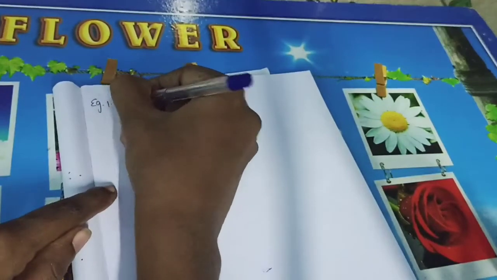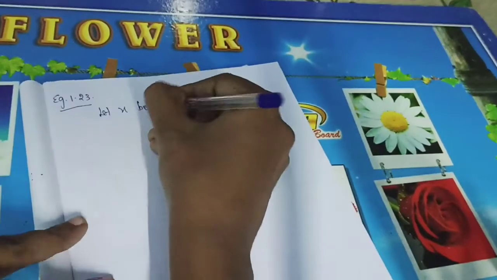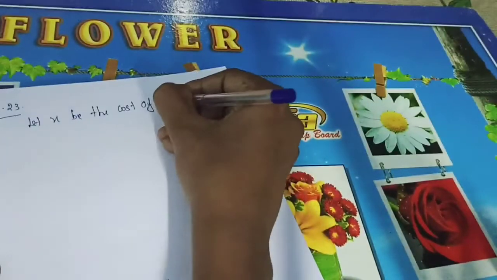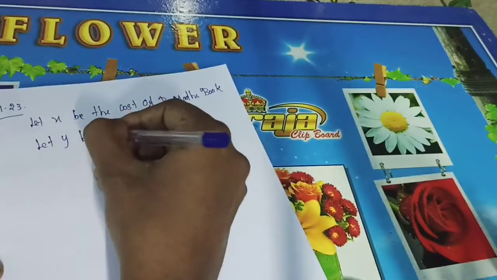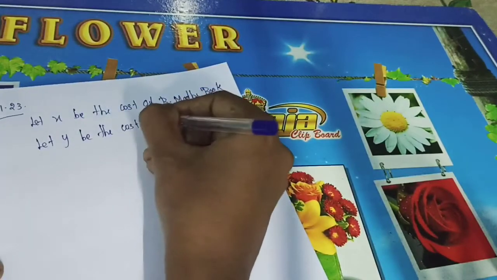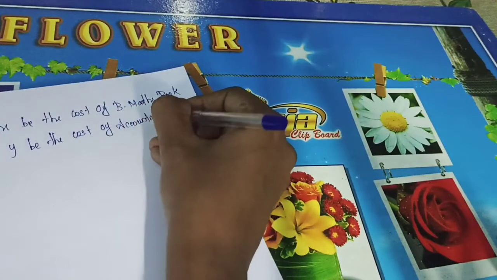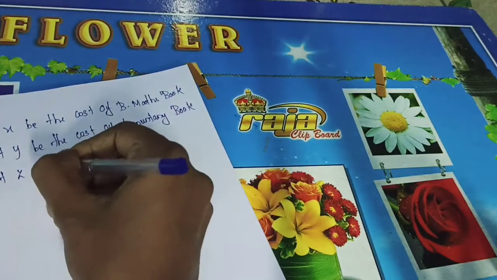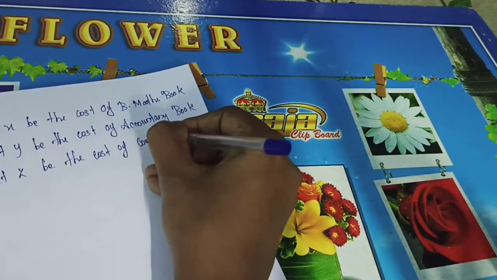Example 1.23. Question you refer in your book. Okay, so let us consider, let x be the cost of business maths book. Then let y be the cost of accountancy book. Then let z be the cost of commerce book.